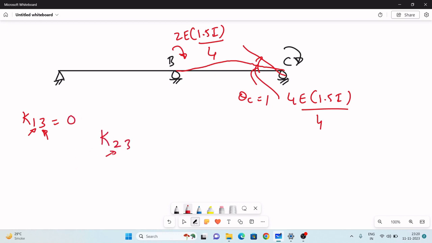K23, force required at 2 to produce unit rotation at 3. Some moment is developed at coordinate 2, then you have to take that. K23 equal to 3EI by 4, and K33, force required at 3 to produce unit rotation at 3, that is 4 into 1.5, 6EI divided by 4.